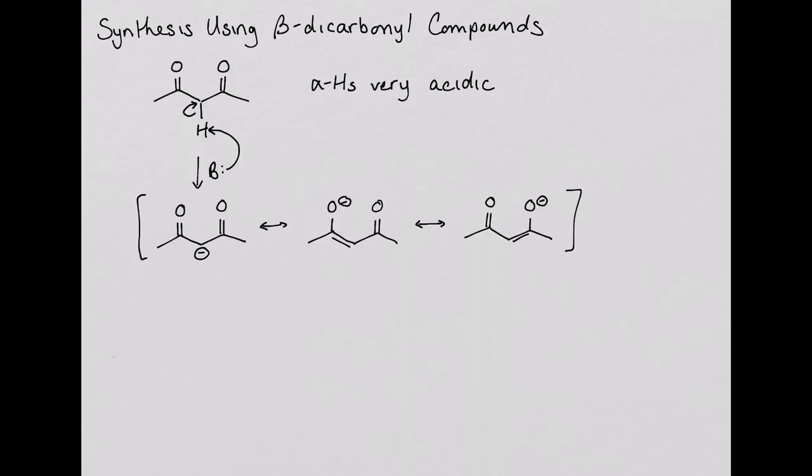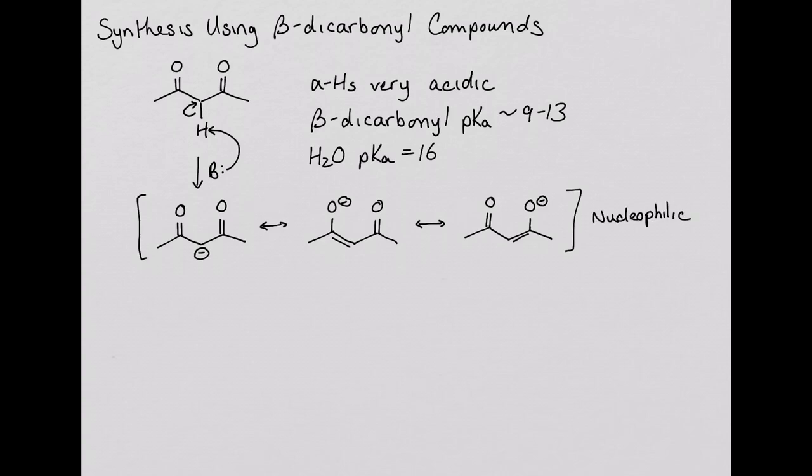For comparison, the pKa of the alpha proton of the beta-dicarbonyl is about 9 to 13, depending on the exact structure. The pKa of water is 16. In other words, the alpha proton of the beta-dicarbonyl is more acidic than water. The enolate ion that is formed upon deprotonation of the beta-dicarbonyl compound is nucleophilic.